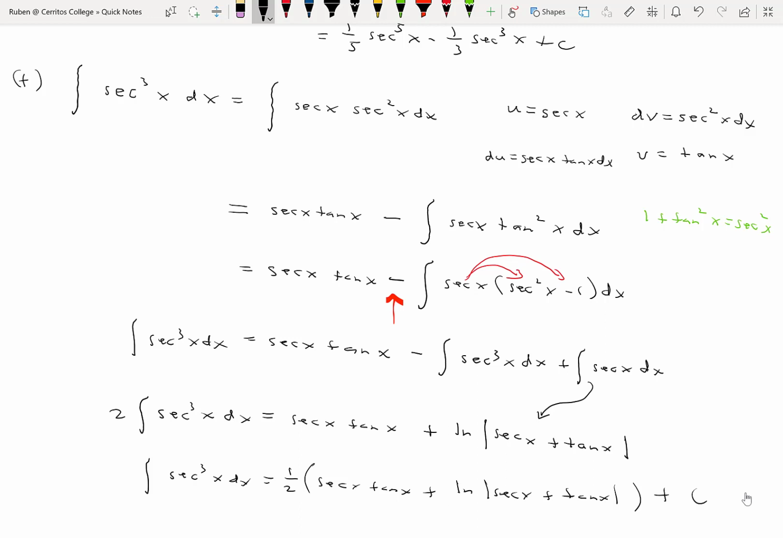So this is as hard as it gets. When you have the case m is even and n is odd, you reduce to powers of secant, and then you apply this technique of integration by parts. And that ends this section 7.2.